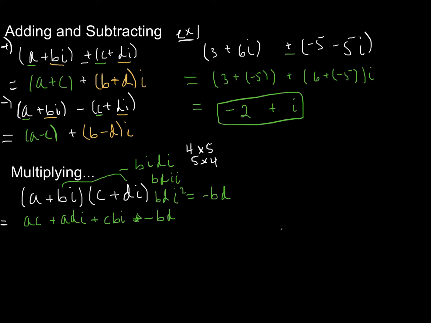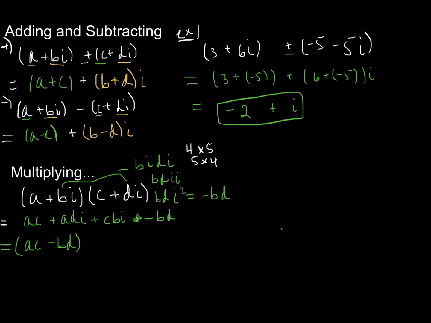Okay, well, let's take a look at what we have. We have a times c. Those are both real numbers, so this is going to be a real number. We have a times d times i, so that's going to be an imaginary number. c times b times i, it's an imaginary number as well. And then negative b times d, that's going to be a real number since b and d are both just real numbers. So now we can collect like terms. These are both real numbers, so what we're left with is ac minus bd.